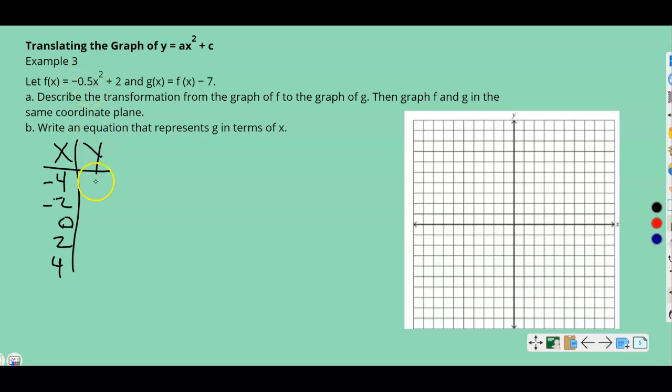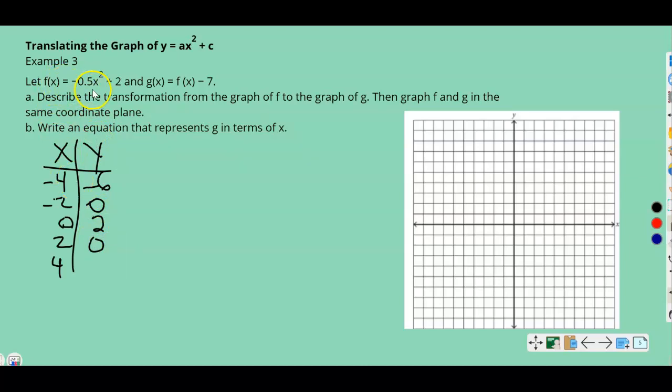-1/2 of 16 is -8. -8 plus 2 is -6. Then -2 squared is positive 4. -1/2 of that is -2. -2 plus 2 is 0. 0 squared is 0, times anything is 0. 0 plus 2 is 2. And then 2 squared is 4. -1/2 of that is -2. -2 plus 2 is 0.